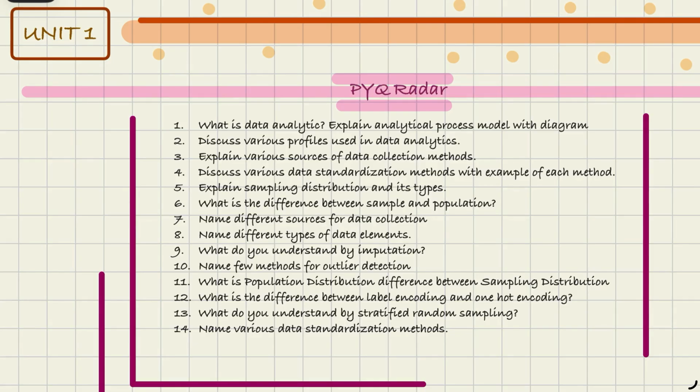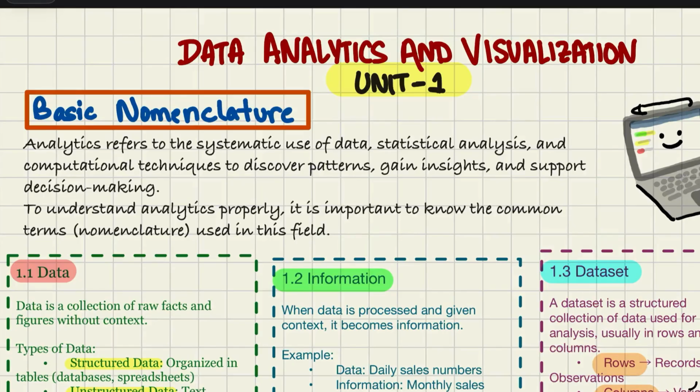We'll also be focusing on the population distribution and what is random sampling, what are the types of sampling distribution, and specifically what are the different types of random sampling. So let's get to it. The very first thing we need to know is the basic nomenclature. What are the basic terminologies which we need to be aware of when we use them in our analysis process?